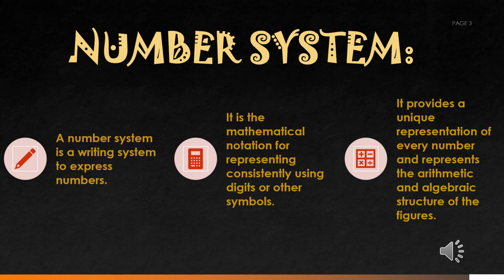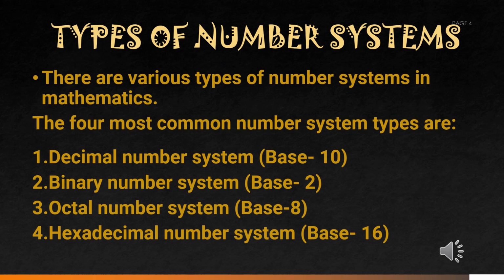A number system is a writing system to express numbers. It is the mathematical notation for representing numbers consistently using digits or other symbols. It provides a unique representation of every number and represents the arithmetic and algebraic structure of the figures. There are various types of number systems in mathematics.